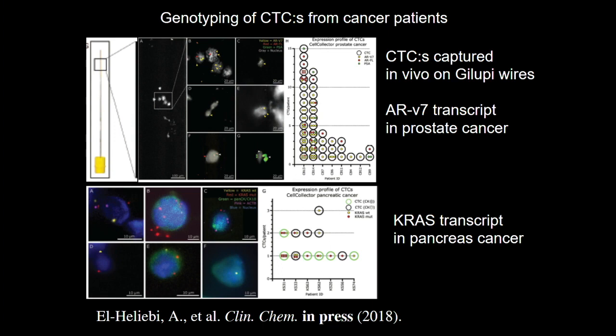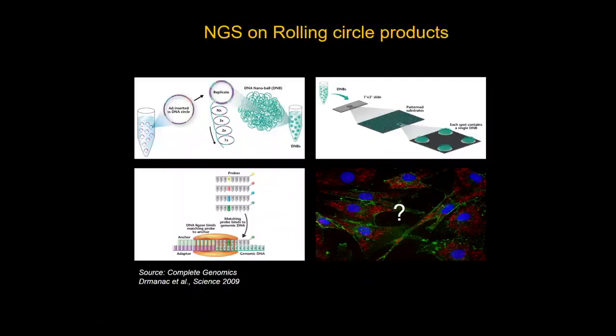And then what we did was use this method to target the transcript variant of the androgen receptor, the V7, in prostate cancer patients, and KRAS mutations in pancreatic cancers. So we have applied it in situ on these wires, and so we could detect individual circulating tumor cells, and we could tell whether they were overexpressing this transcript variant or not. And we could tell in these patients whether the CTCs have KRAS mutations or not. So it can go really sensitive, down to single cell genotyping experiments.